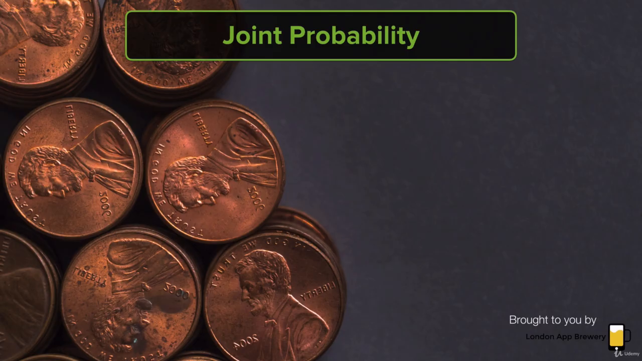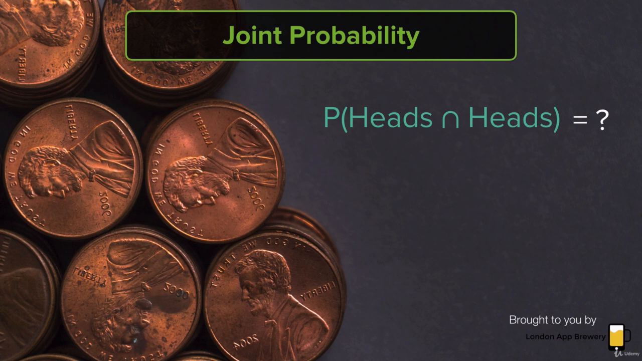Say you flip a coin twice. What are the chances that you get heads both times? What's the probability that you get heads 2 times in a row? The way you see this written in mathematical syntax is with this little upside down U symbol. This symbol stands for AND.